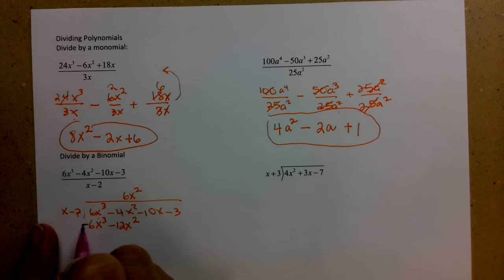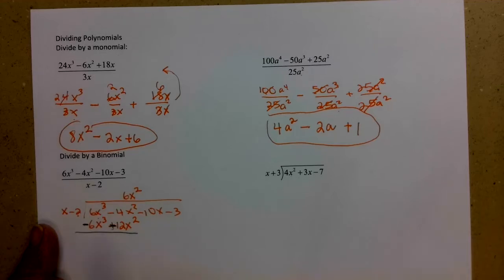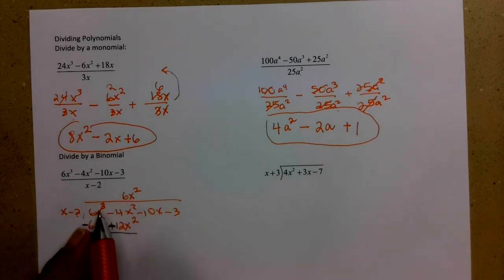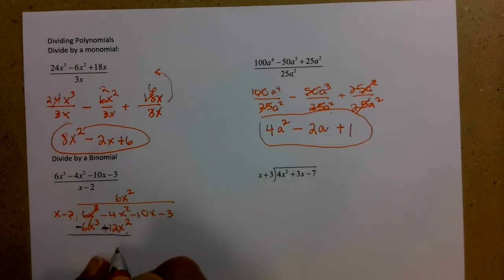So what it does is we change the signs of both of the terms, and then we add things together. So your largest things should always add away. That was the whole idea. That's why we chose the 6x squared. So we're going to chip away at these terms underneath the division symbol. So now I have negative 4x squared plus 12x squared. So when I combine those, I get positive 8x squared.